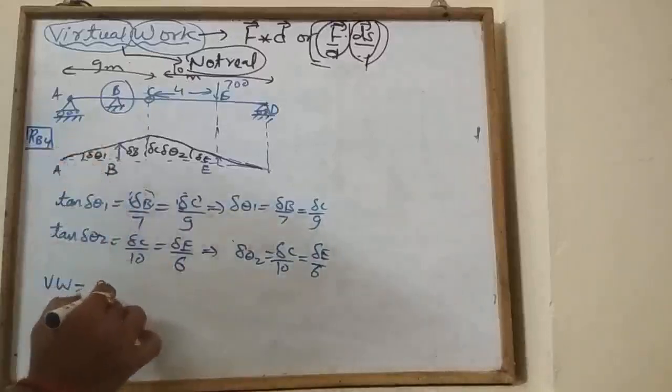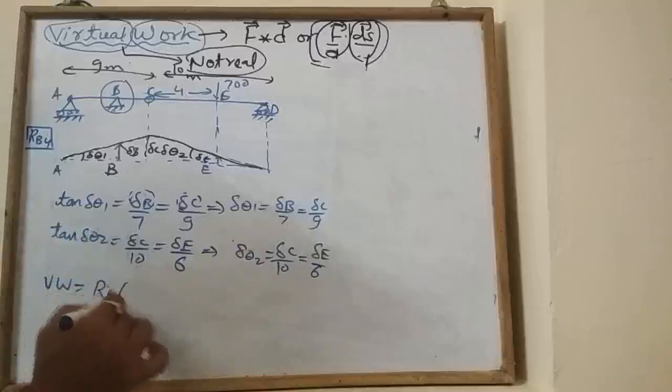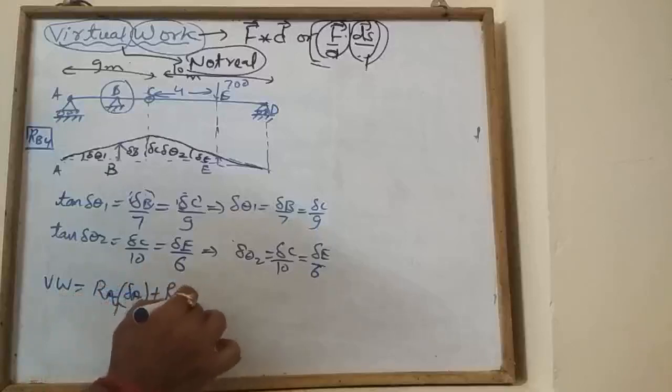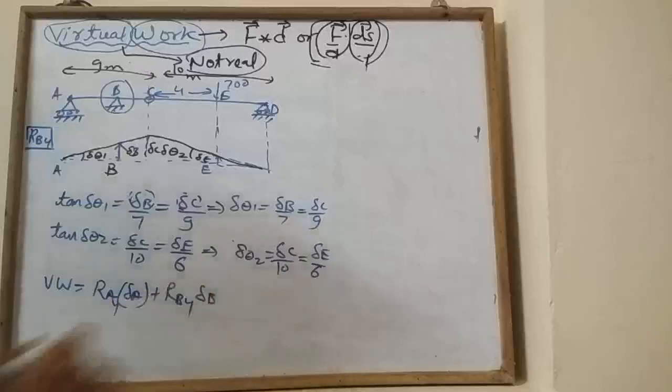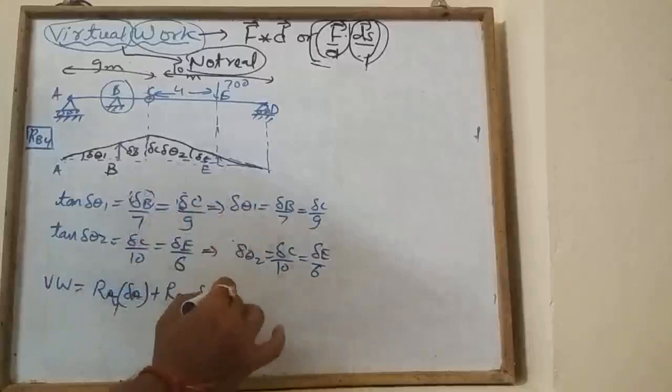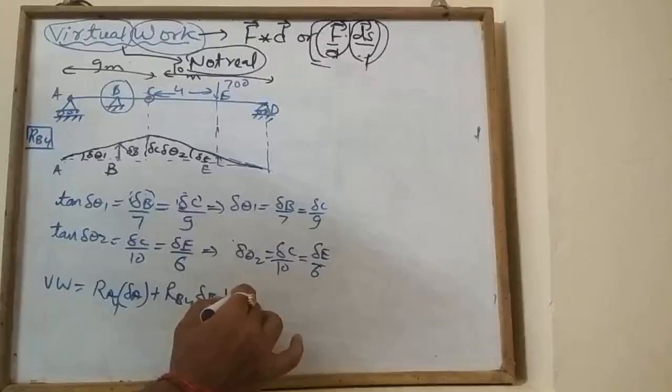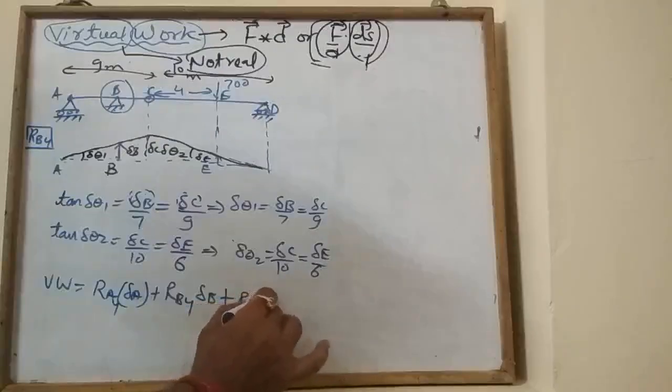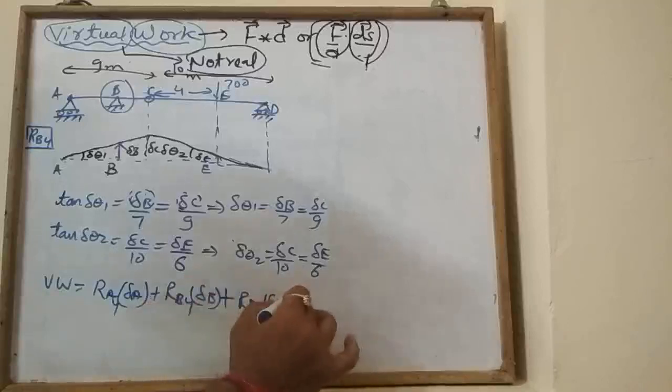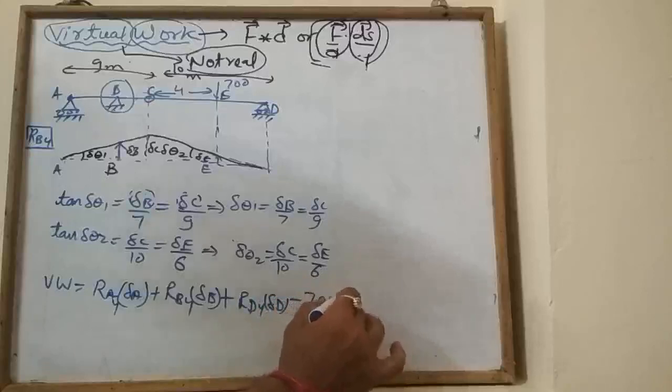RA. We already know this is RA 0. RA into del A, plus R B by del B, plus R D by del D, minus 700 into del E equals 0. Why minus 700?